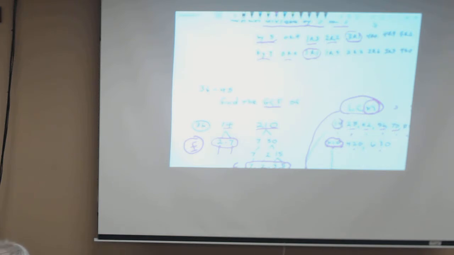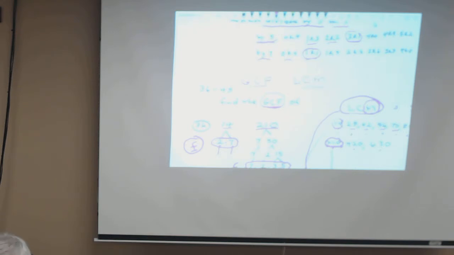36 to 45. Okay, now we're doing greatest common factor and least common multiple. You need to learn the difference between those two.